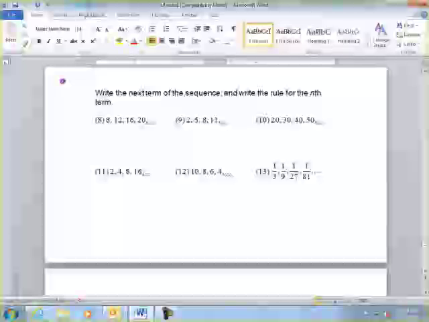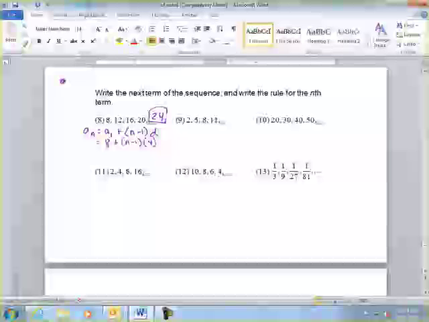So on number 8, is it arithmetic or geometric? Arithmetic. What are we adding? 4. So our next term would be 24. Then it also asks us for the rule. The rule for arithmetic is a sub 1 plus n minus 1 times d. And we're going to plug in the appropriate values for this particular sequence. A sub 1 means first term, which is 8. Common difference means what we're adding, which is 4.